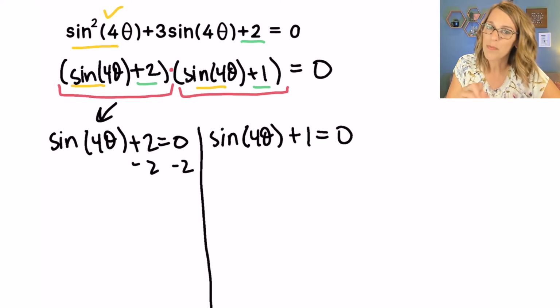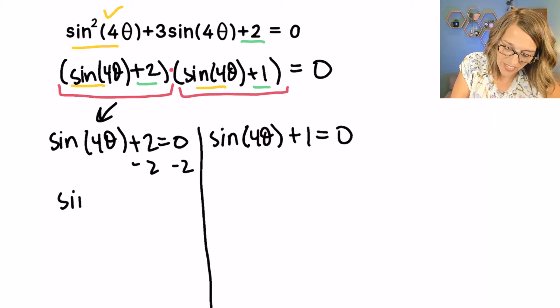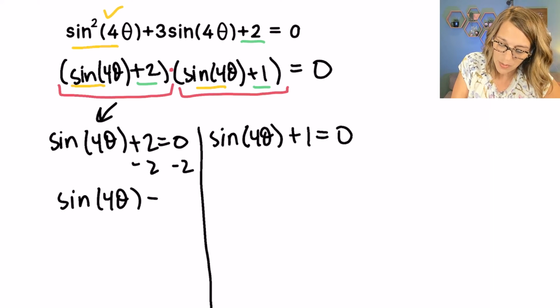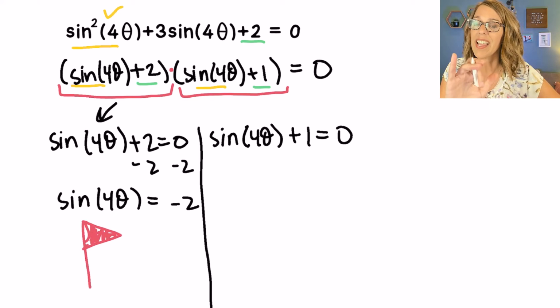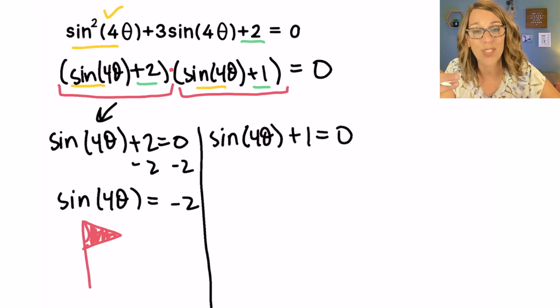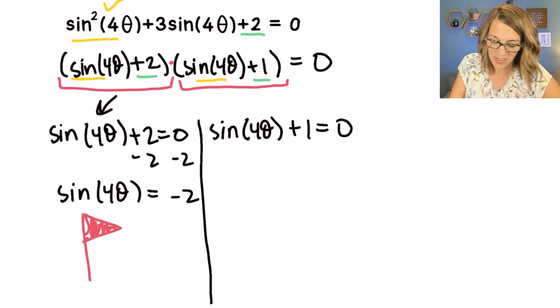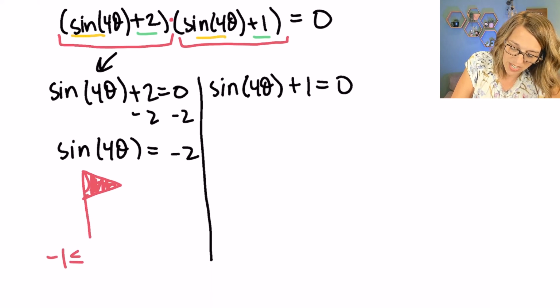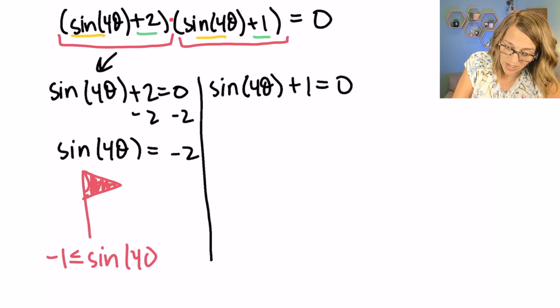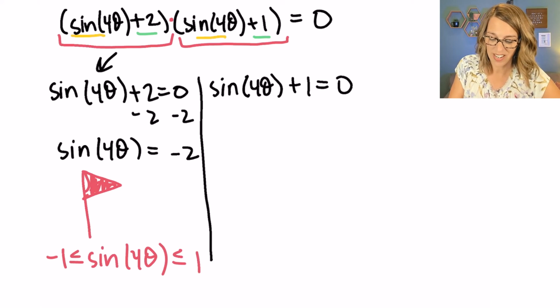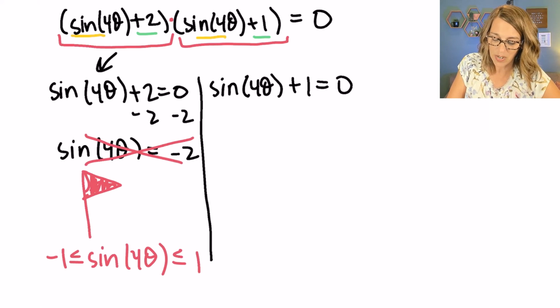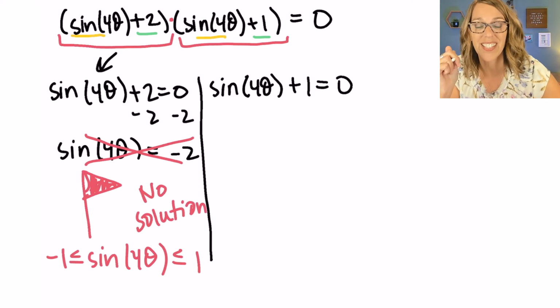I'm going to subtract a 2 from both sides of that first factor, and I get that the sine of 4 theta is equal to a negative 2. Now, hopefully a big red flag goes off for you here, because sine can never be a negative 2. These are fractions on my unit circle, and sine of any angle, including 4 theta, can only ever be between negative 1 and positive 1. So this is not possible, and we get no solution from this side. Time to go to that second factor.